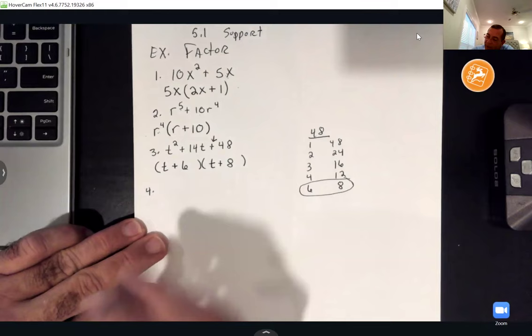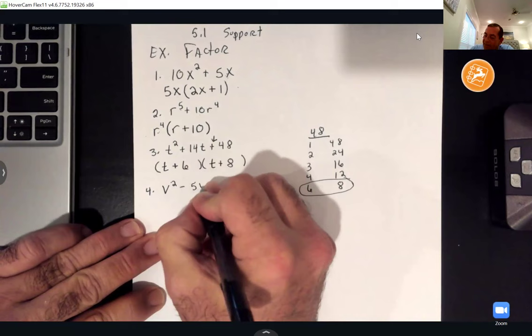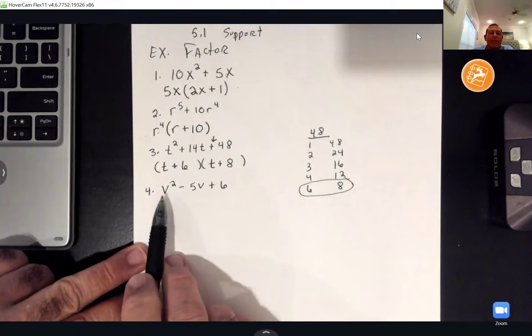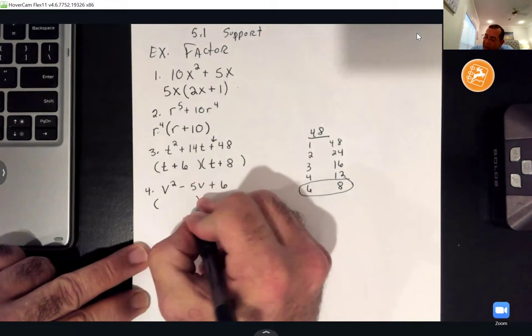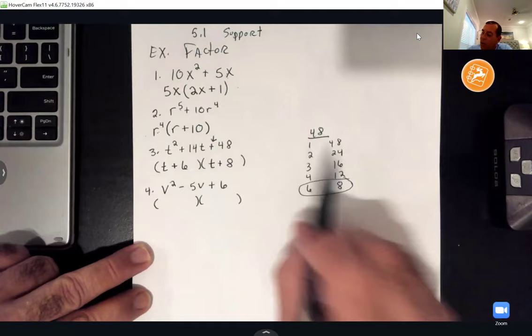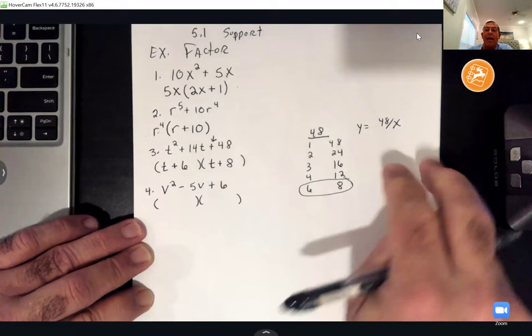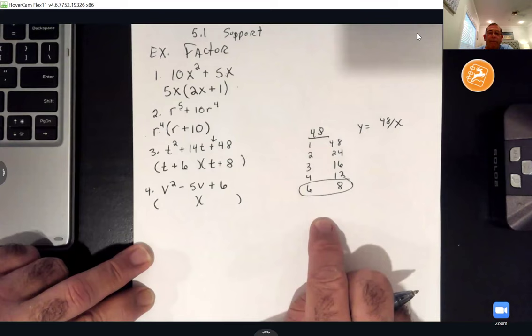All right, y'all, here we go. v squared minus 5v plus 6. There's no greatest common factor because this one doesn't have a v. So we're going to go right into our parentheses. Now remember, y'all, if you can't find factors of 48, go to your Y1 and put in 48 divided by X and then look on your table. That'll give you all these factors, okay? All right, here, v squared is a v and a v.